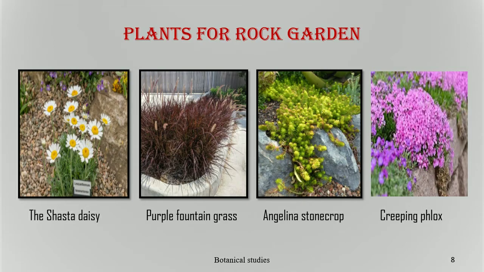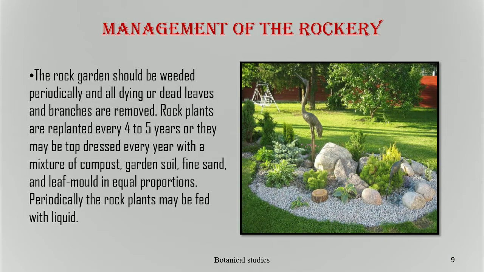Management of the rockery. The rock garden should be weeded periodically, and all dying or dead leaves and branches are removed. Rock plants are replanted every 4 to 5 years, or they may be top dressed every year with a mixture of compost, garden soil, fine sand, and leaf mold in equal proportion. Periodically, the rock plants may be fed with liquid manure.